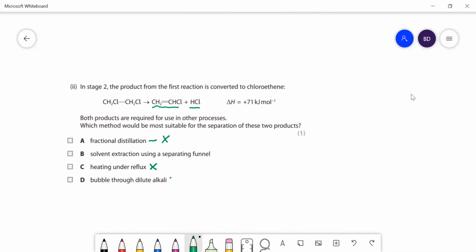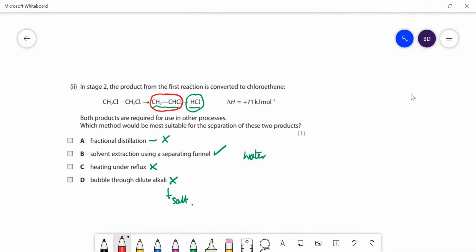Bubble through dilute alkali. Now, that would remove the HCl because the HCl is acidic, but that's no good because it would destroy the HCl, it would convert it into a salt. So that's no good. You need both products. So it's got to be this one, solvent extraction using a separating funnel. And I think if you use water, for example, HCl is very soluble in water, and this stuff is a non-polar molecule, so it would be insoluble in water.